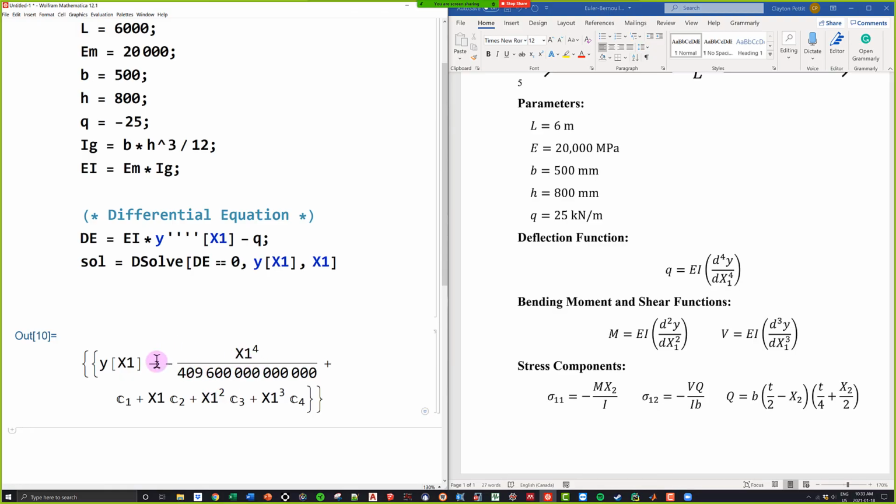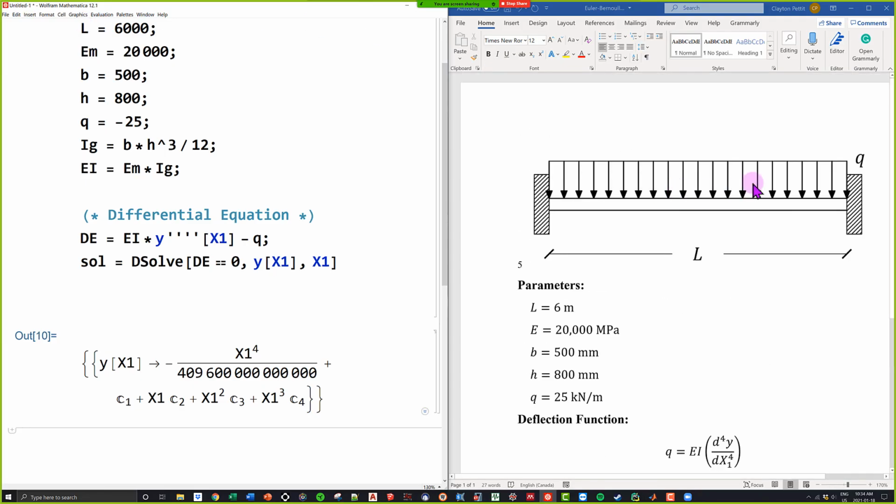I just solved the differential equation, and it gave me 4 coefficients. Why couldn't I just get my equation right away? What's the problem that I'm having when solving a differential equation? Anyone want to be bold? Integration constants? Yeah. So yeah, boundary conditions. Boundary conditions. You guys are all correct.